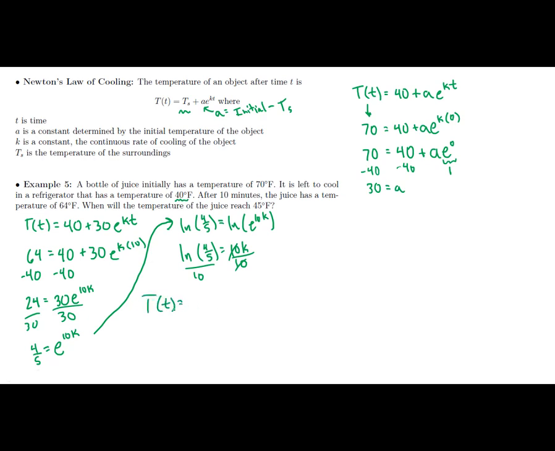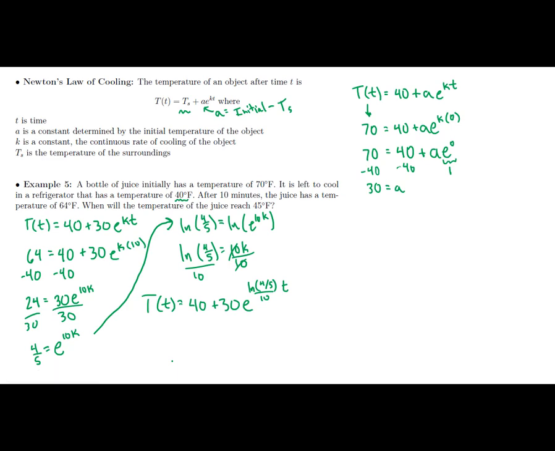T, the temperature, capital T, as a function of little t, the time in minutes, is going to be 40 plus 30, and this is going to get a little tough to write all in the exponent, e to the natural log of 4/5 over 10 times t. So just replacing this with my k. And so now I've got the function.